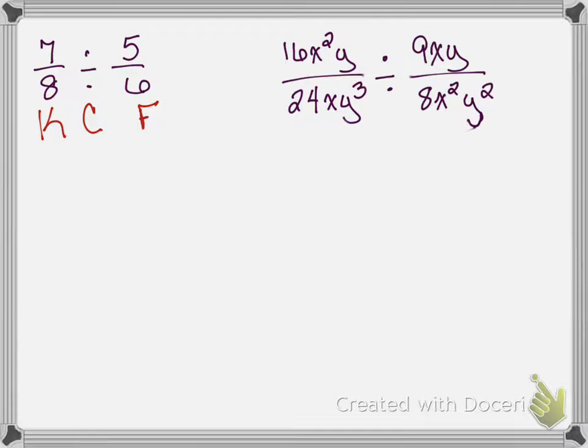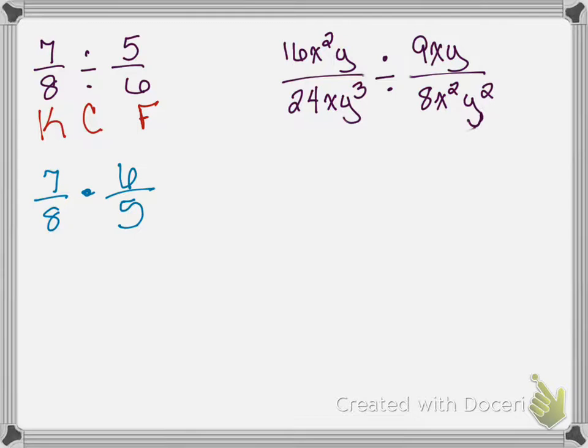Always, always, always do that first. Always. So I have 7 over 8. I change division to multiplication. And then I flip. It is still in your best interest to break this down to primes. Okay? Students make less mistakes when they break it down to primes or factor.